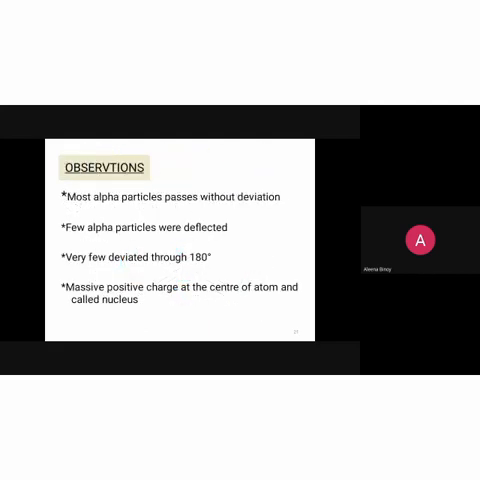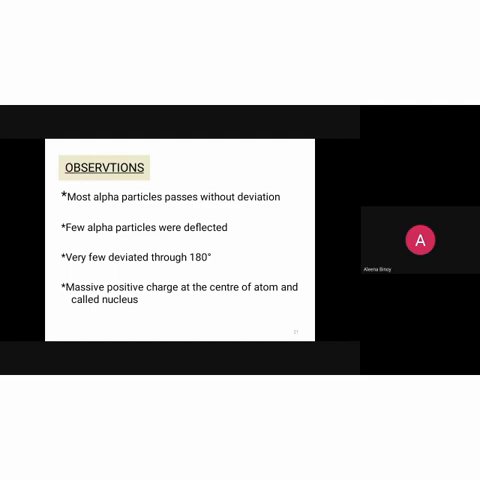From this experiment, they observed that most of the alpha particles just pass through without any deviation. A few alpha particles were deflected through small angles, and a few alpha particles deviated through large angles. This large deflection is possible only if alpha particles collide with heavy and positively charged particles inside the atom. We say this is positively charged because like charges repel each other. This massive positive charge is at the center of the atom, and we call it the nucleus.